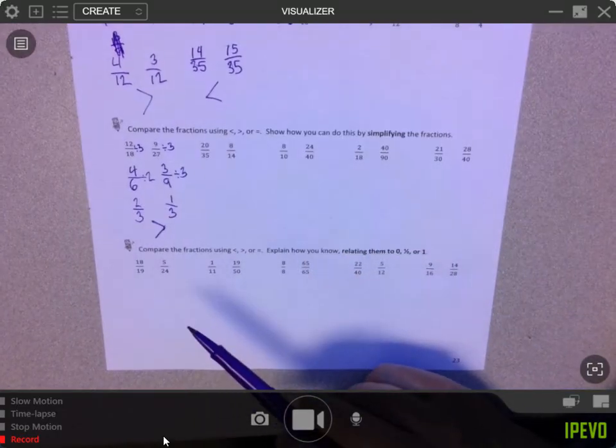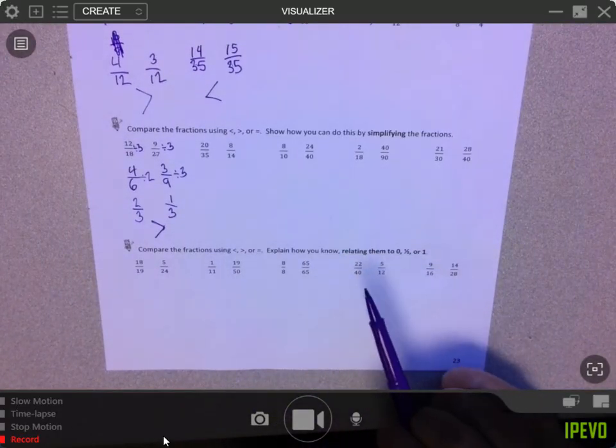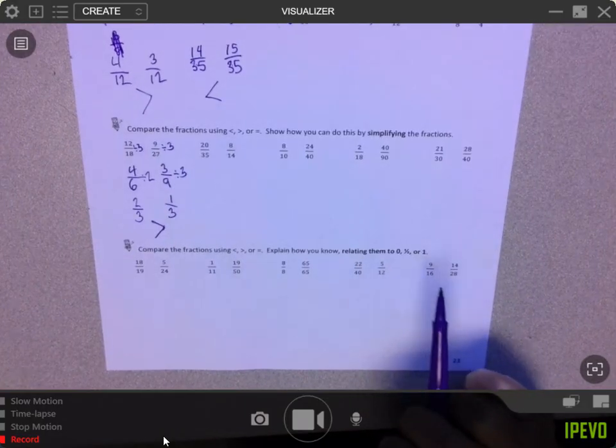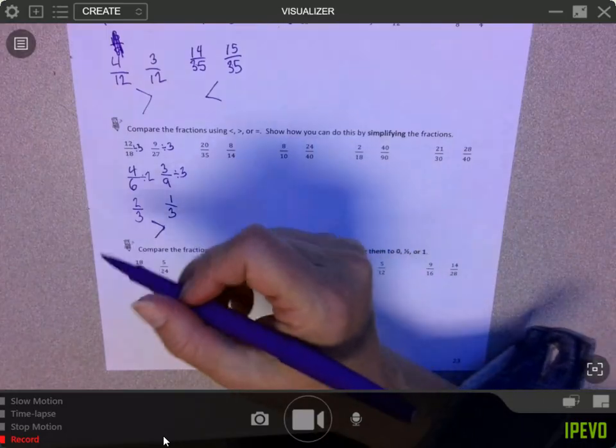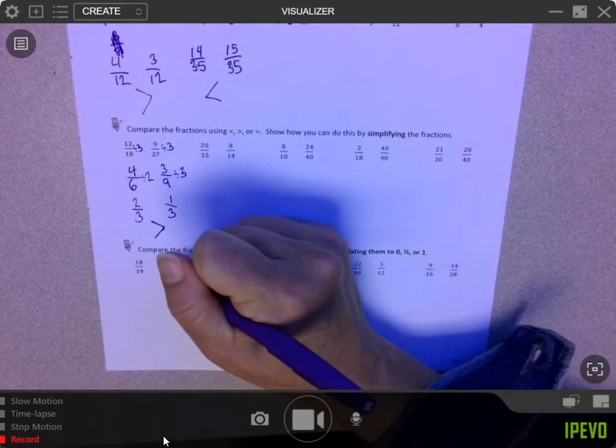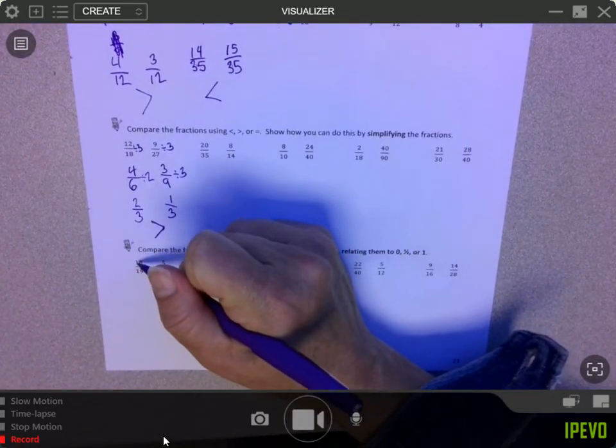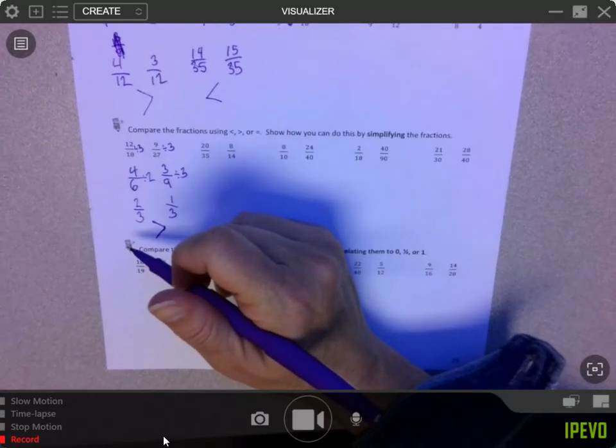On the bottom, this time we're relating them to 0, half, or 1, what we did in yesterday's objective. So I can look at 18/19 and 5/24. 18/19 is closest to what? 0, half, or 1?